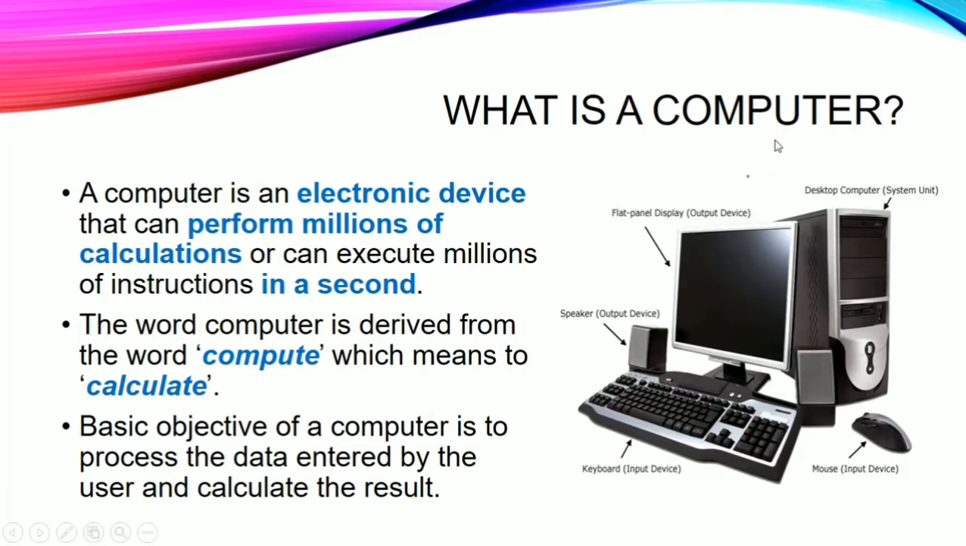What is a computer? A computer is an electronic device that can perform millions of calculations or execute millions of instructions in a second. Our computer is a very fast machine. It can perform multiple operations in a few seconds only, and it is capable enough to perform various calculations in just a few seconds.